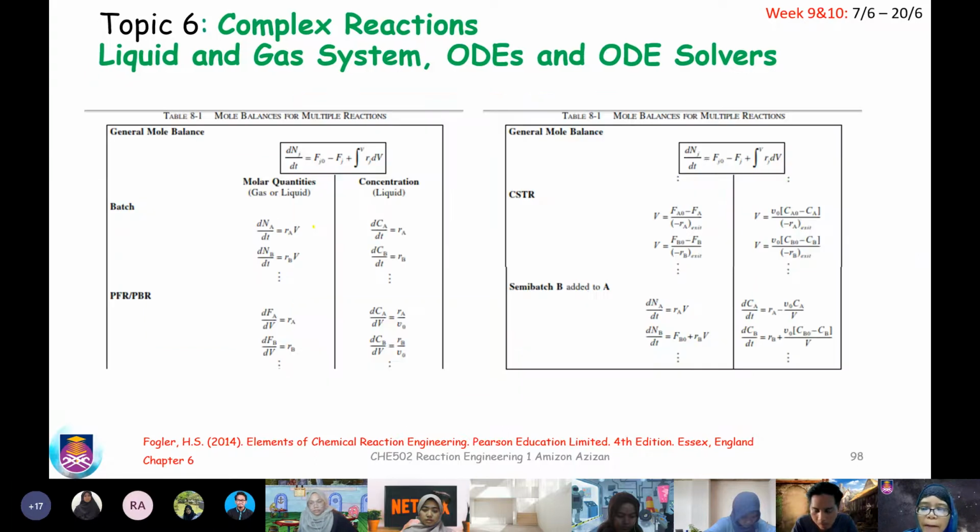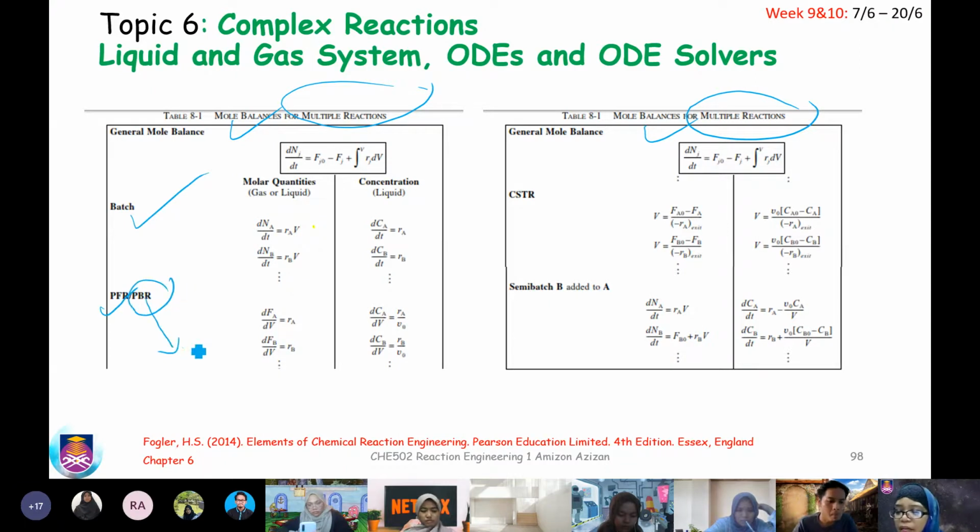The next slide shows you two tables showing the multiple reactions with examples of different configurations, starting with the batch reactor, PFR, then we have PBR. The B here means bed, the P is packed, bed, and R is the reactor. So we don't really cover much on the PBR, but the PFR, yes.